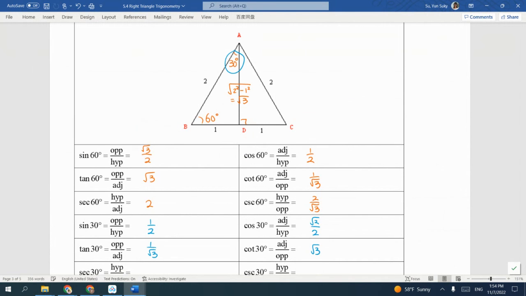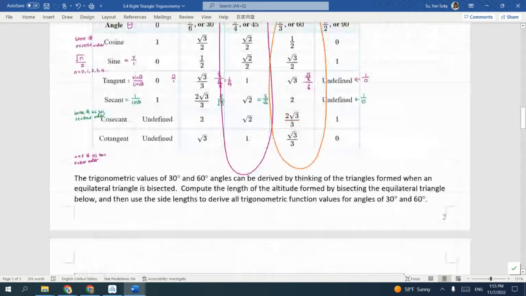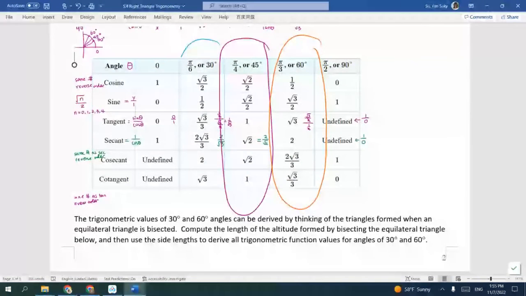Cotangent, adjacent over opposite. Secant. Secant is 1 over cosine. And so that reciprocal is 2 over root 3. Cosecant, 1 over sine. So reciprocal of 1/2 is 2. Yes, everybody? And this can help us to figure out this column. Okay? And then the rest you know, okay?